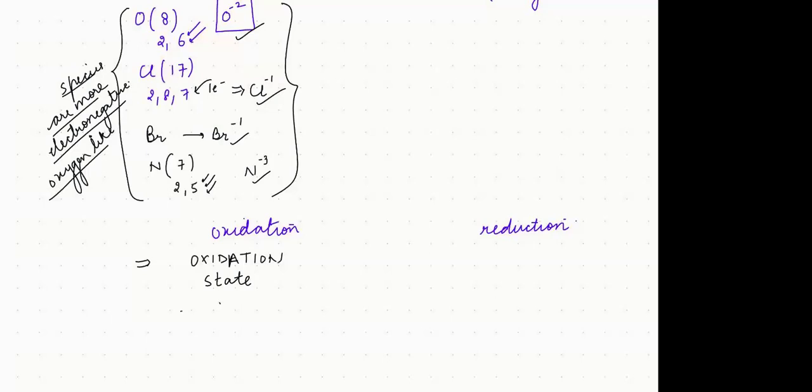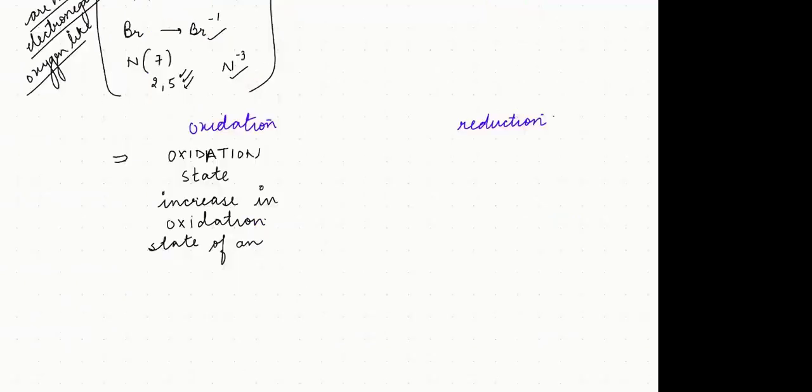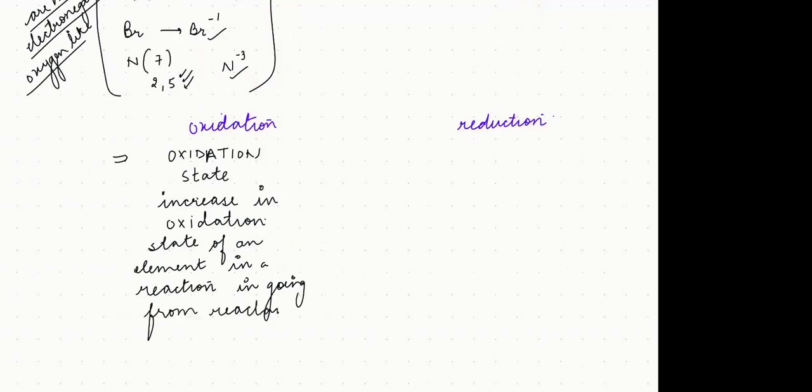What do you mean by that? Increase in oxidation state of an element in a reaction in going from reactant to product. That is oxidation. And what is reduction?